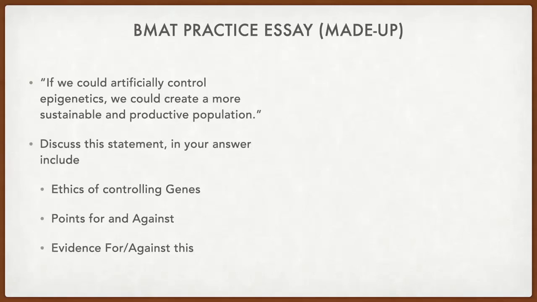If we could artificially control epigenetics, we could create a more sustainable and productive population. Discuss this statement. In your answer, include ethics of controlling genes, points for or against, and evidence for and against this. You could use the stuff that we've said previously in this video. Feel free to use the same case studies and same information as well as new ones.